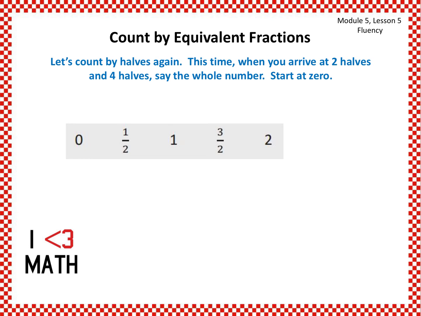All right, let's go on. We're going to count by halves again, and this time putting whole numbers in when we can. So we'll start with 0, 1 half, 1, 3 halves, 2, and if we were going to go on, 5 halves would be the next one.